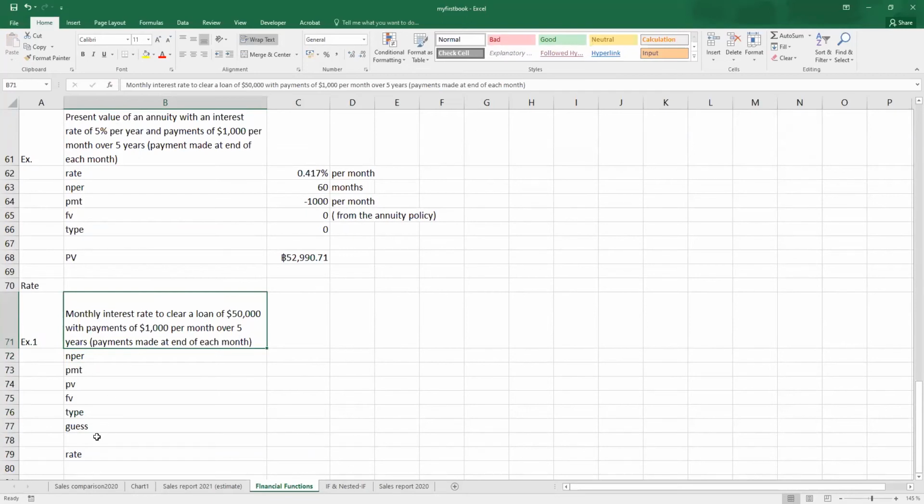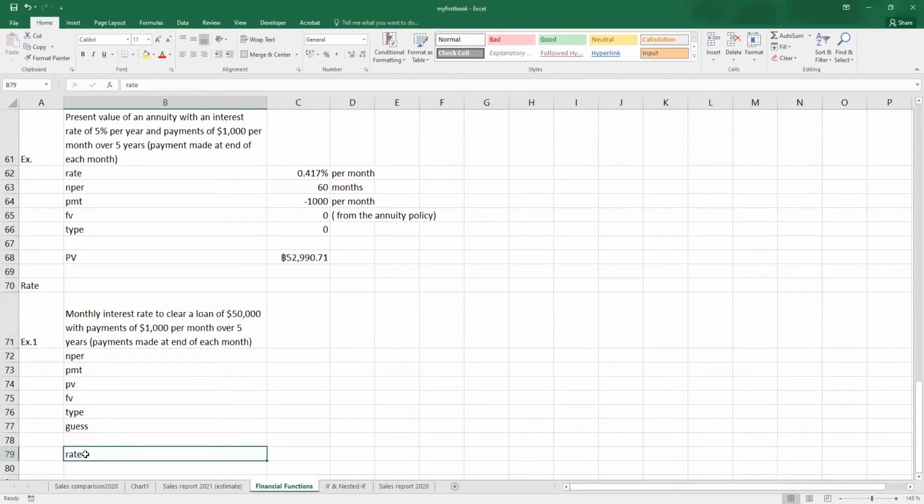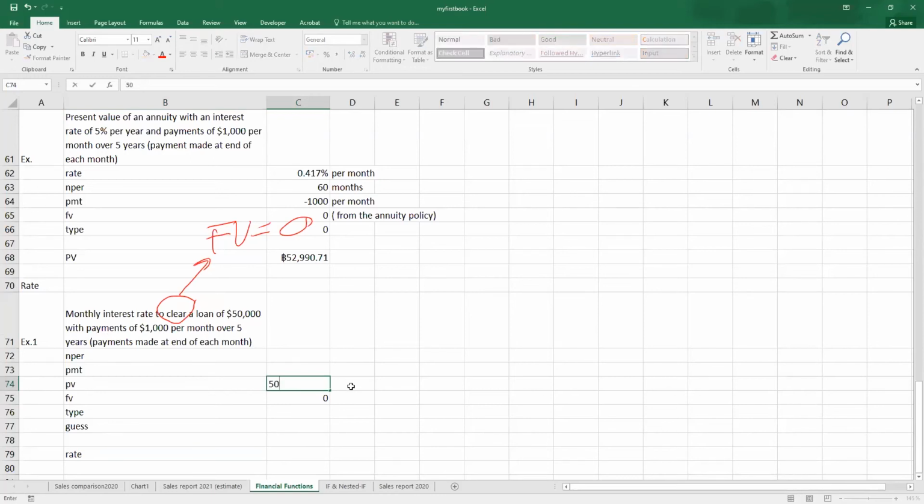Let's analyze this problem. We are asked to find the monthly interest rate, so we are going to use the rate function. To clear a loan means that in the future you have no more debts. It's zero for the FV because you clear it off. After that, the loan is $50,000. That means on the first day you receive 50,000 from the bank. It is positive 50,000.